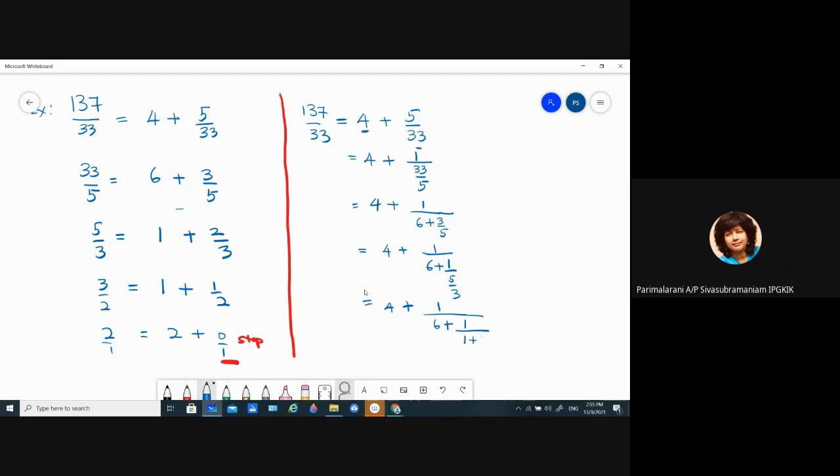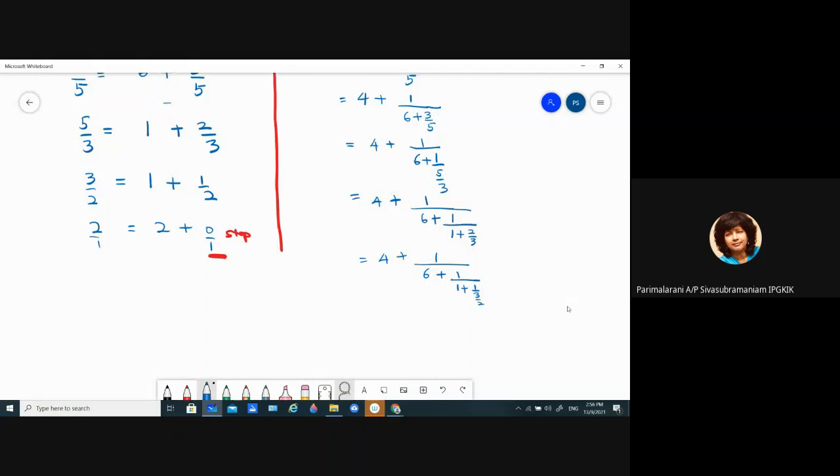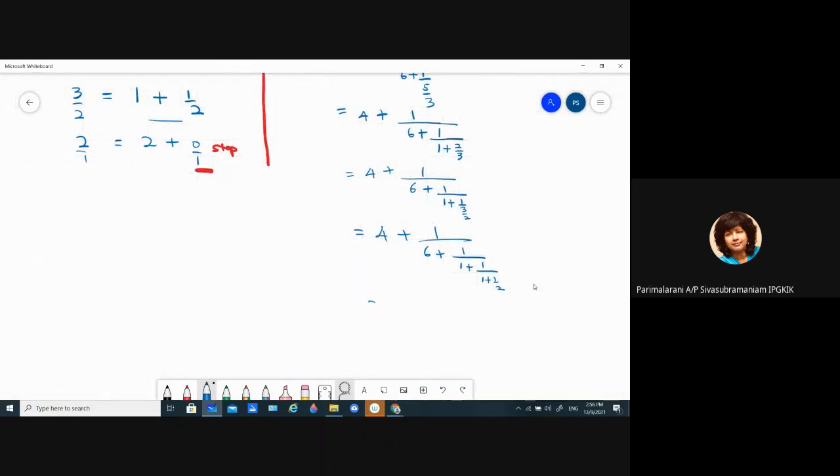1 plus 2 over 3. Correct? I'm getting the answers from the left hand side. Okay, now 2 over 3, I can write it as 1 over 3 over 2. And I know 3 over 2 is 1 plus half. So this is 1 over 6 plus 1 over 1 plus 1 over 3 over 2, which is 1 over 1 plus 1 over 2. Okay.